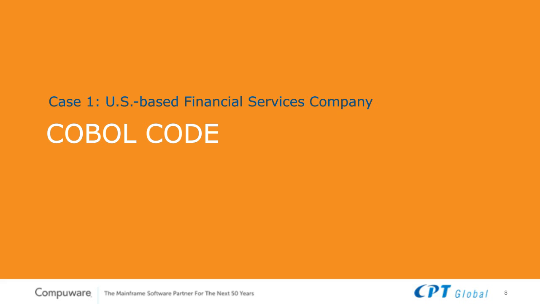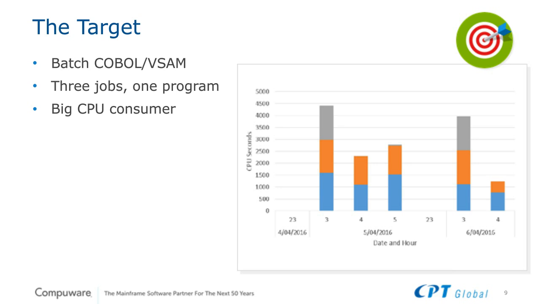Let's start with the first case. This is a US-based financial services company, and we had a look at the COBOL code. So let's have a look at our target to start with. It's a batch program, COBOL VSAM. 3 major jobs, 1 program done by all of them. And as you can see, it's a bit of a monster. Certainly around 3, 4, 5 in the morning, it's consuming up to about 4,500 CPU seconds. So that's interesting straight away.